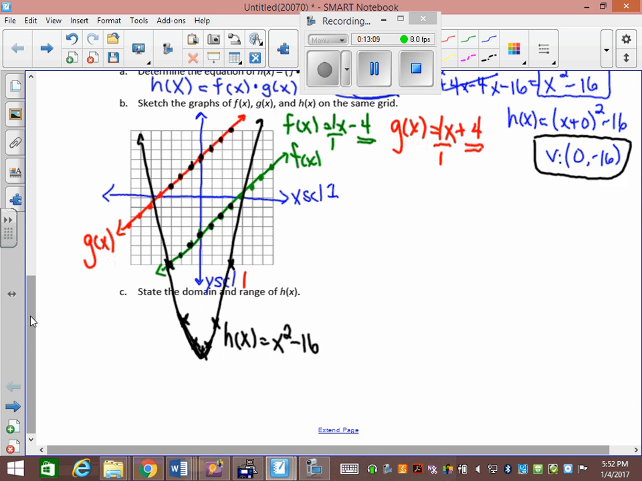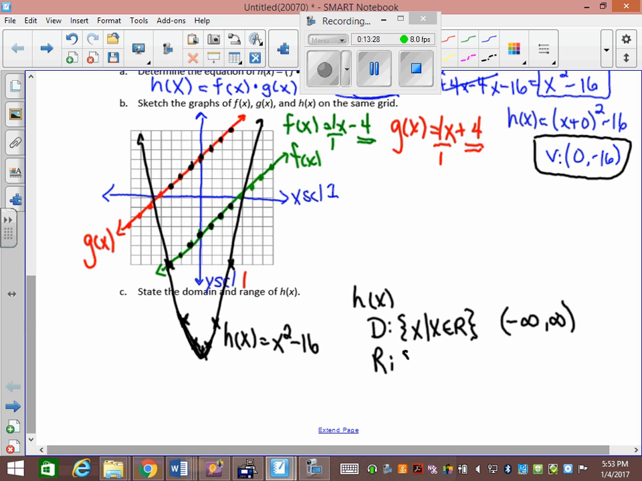So state the domain and range of h of x. H of x has a domain of x an element of the reals. It keeps going on forever to the right and left, as do all quadratics. Or in interval notation, -infinity to +infinity.